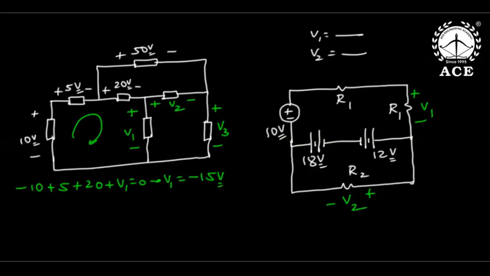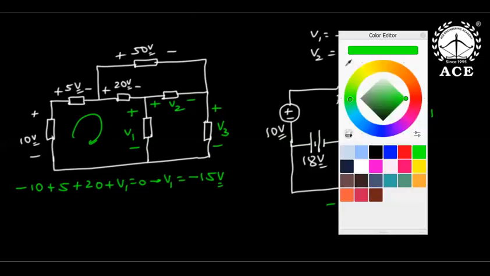What does minus 15 indicate? Minus 15 indicates the actual voltage polarity is opposite to the reference, so this is now minus plus. That is the meaning, sir. For current, it is directions; for voltages, it is polarity. Minus current means opposite direction, minus voltage means opposite polarity.